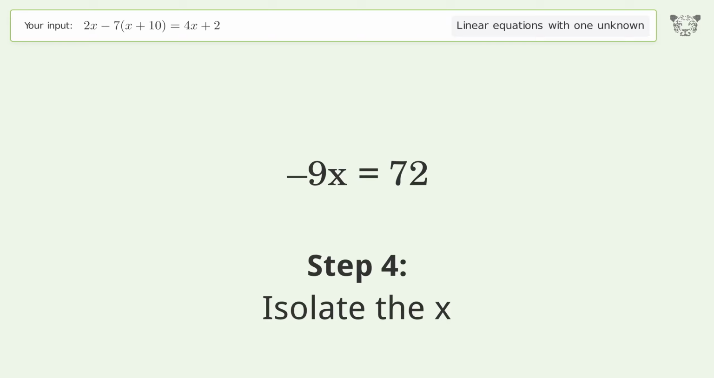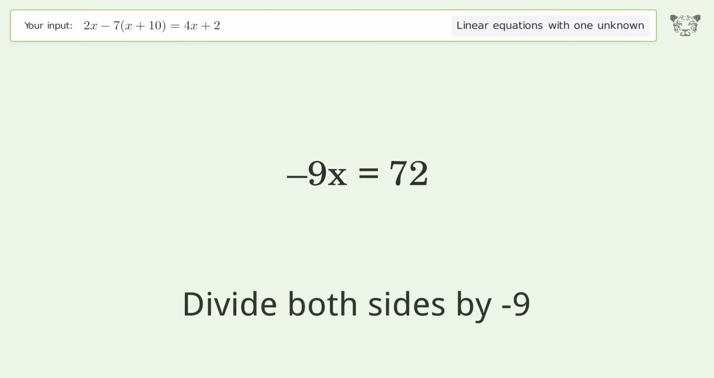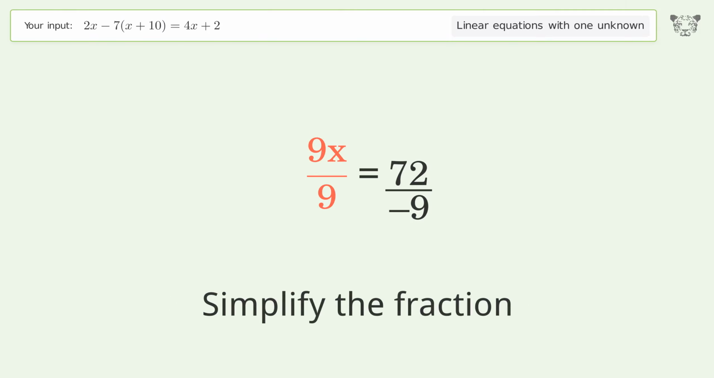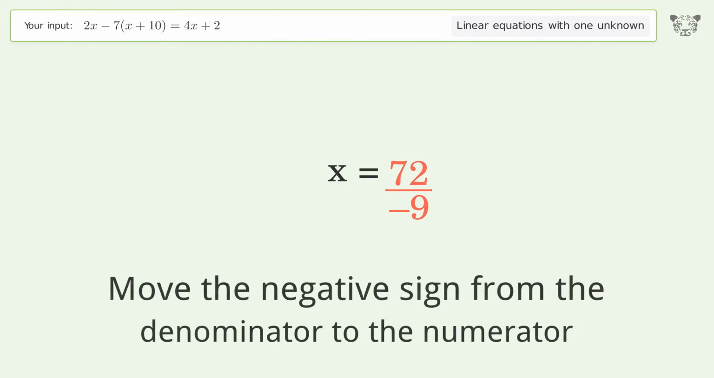Isolate the x. Divide both sides by -9. Cancel out the negatives. Simplify the fraction. Move the negative sign from the denominator to the numerator.